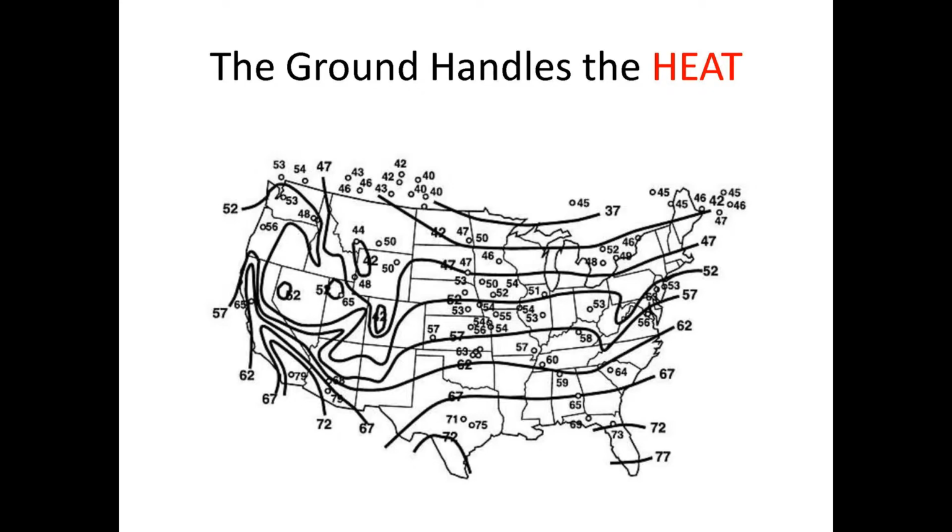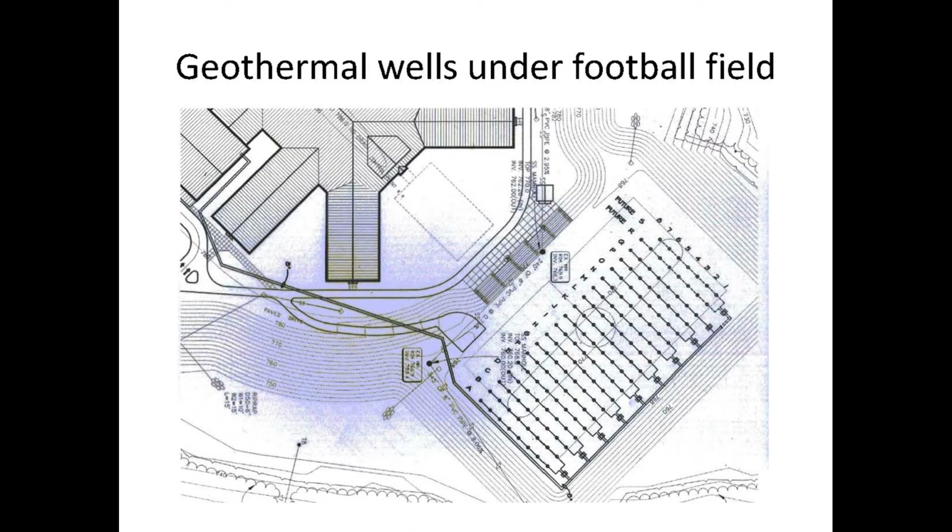All right, for a school, next slide. For a school, it needs a lot of wells. As you can see, that's the football field behind the school, and each one of those dots is a well, 300 feet deep, and they're all connected with piping, and it goes back to the main mechanical room in the school.